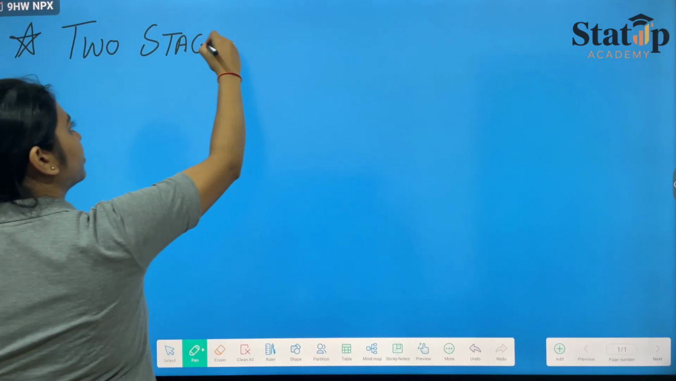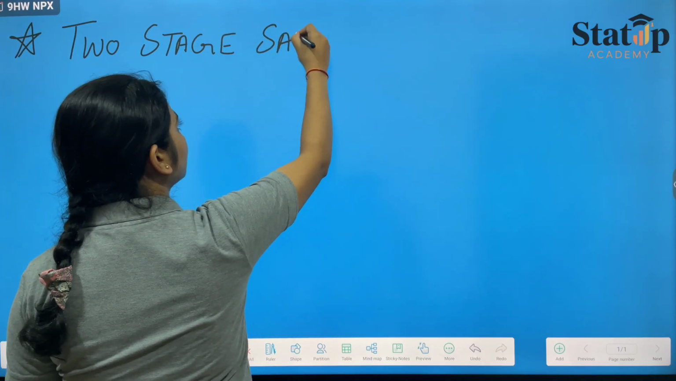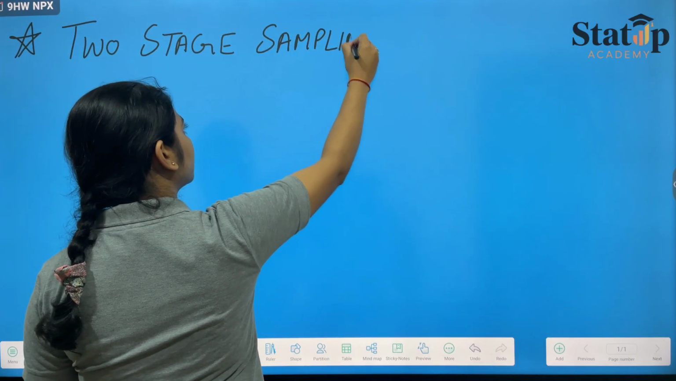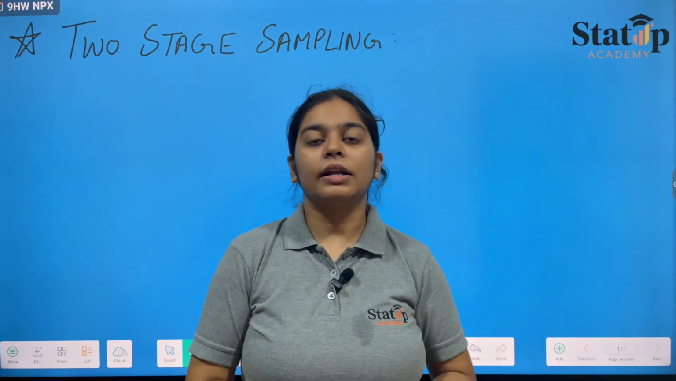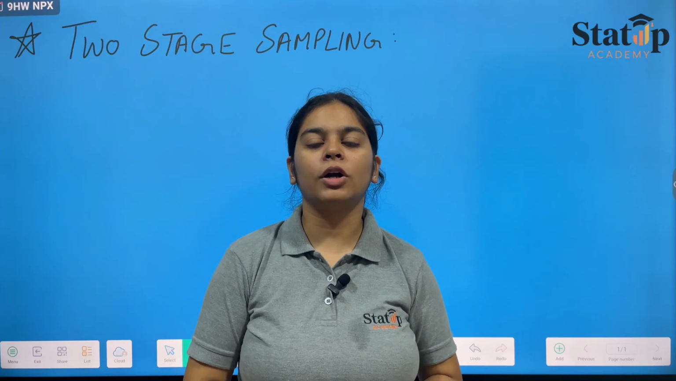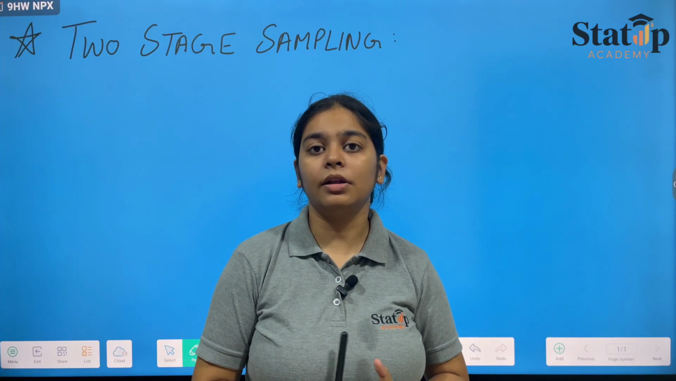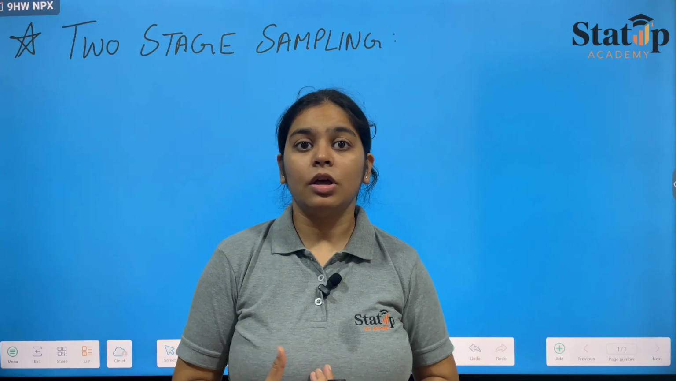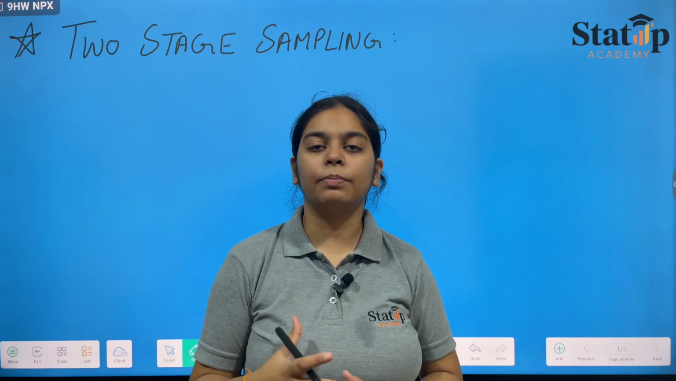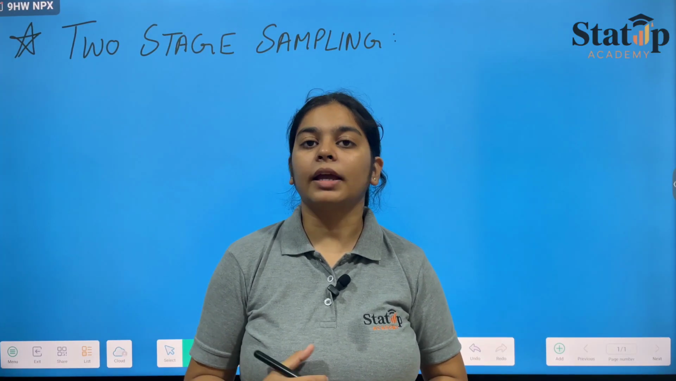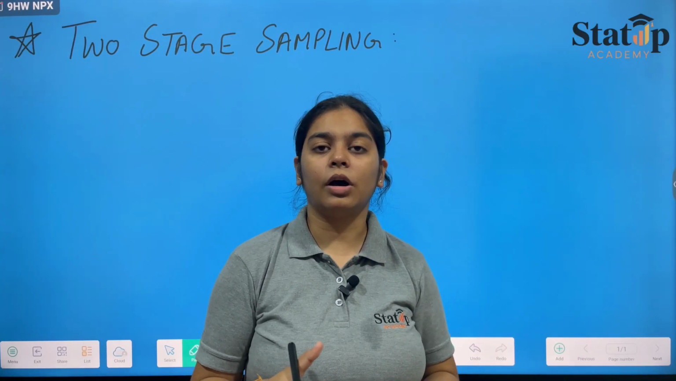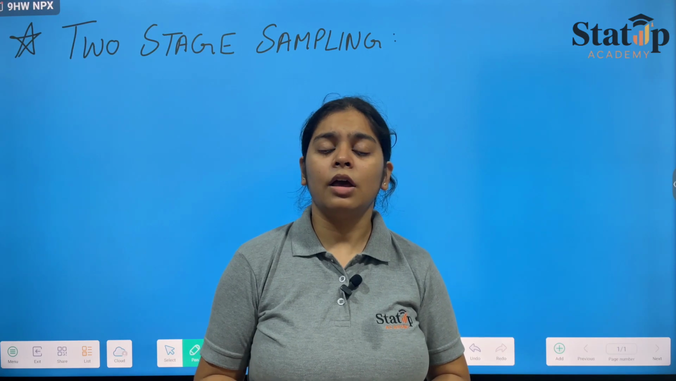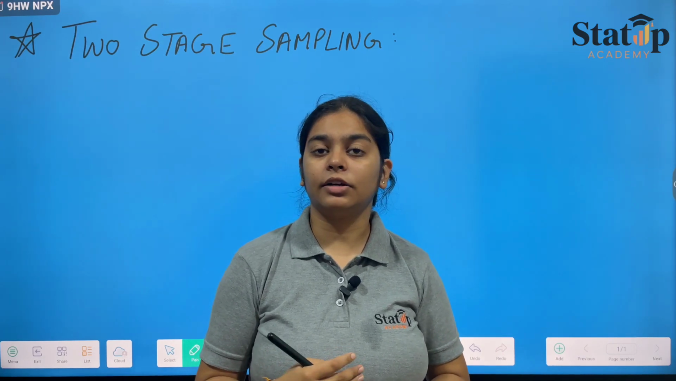Two-stage sampling. Before starting two-stage sampling, let us discuss what cluster sampling is. Suppose we want to examine a population on the basis of their income. So we'll make clusters, that is, groups. The first group consists of people who are living in the posh area of the city. The second group consists of middle-level people, who are earning a salary not very high and not too low.